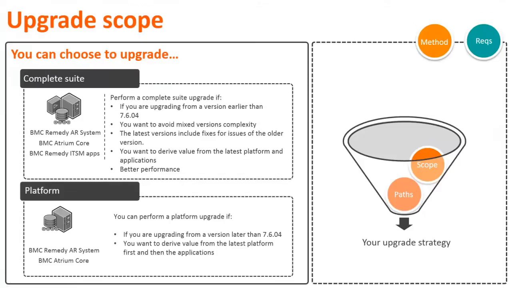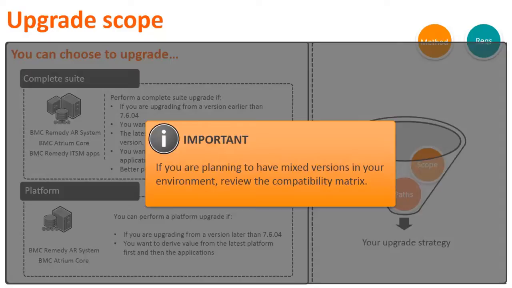You must opt for platform-only upgrade if you are upgrading from a version 7.6.04 or later and you want to derive value from the latest platform first and then from the applications. If you are planning to have mixed versions in your environment, you must carefully review the compatibility matrix.